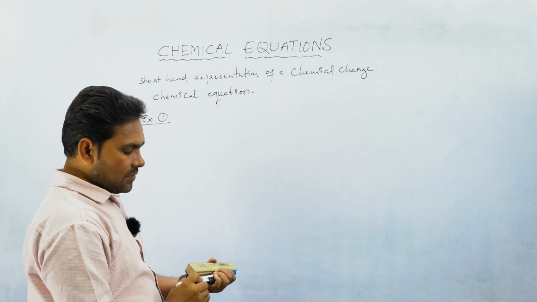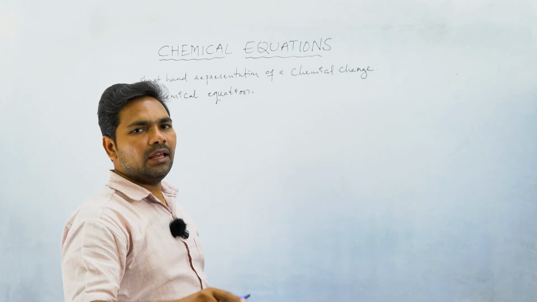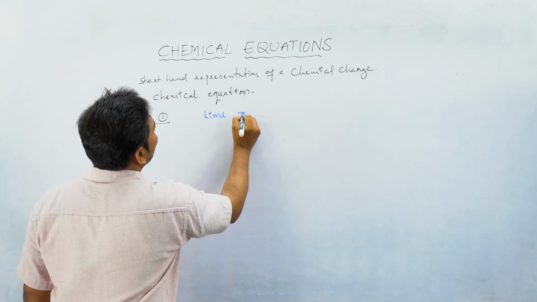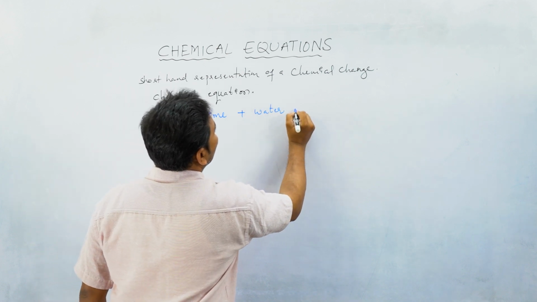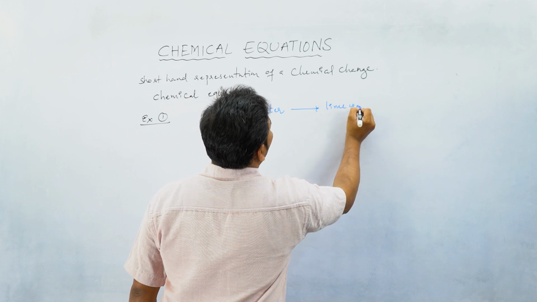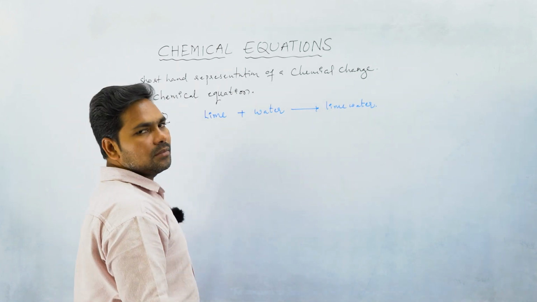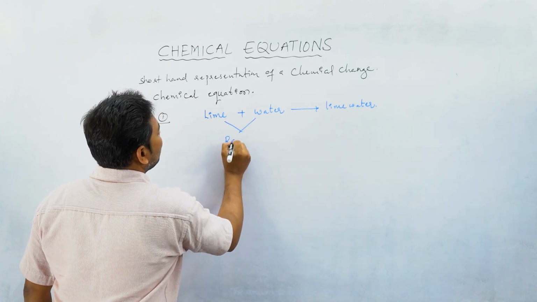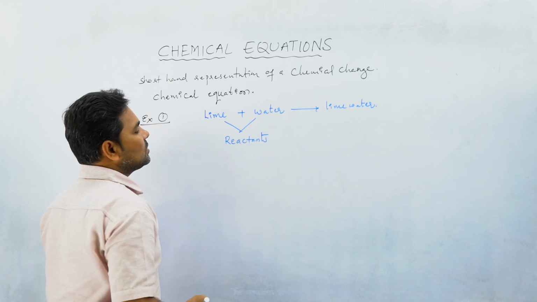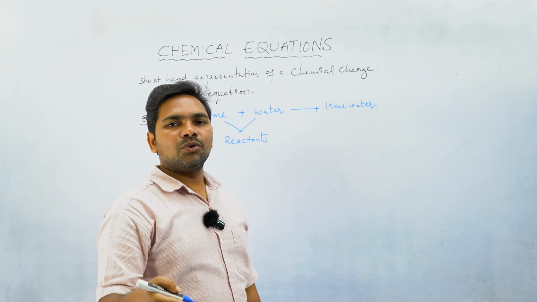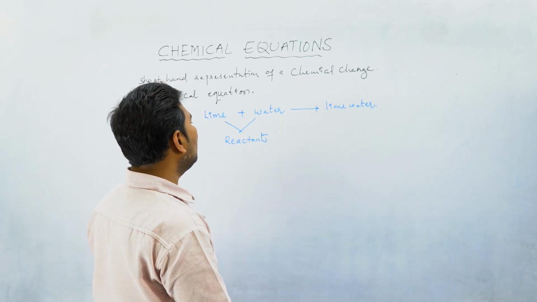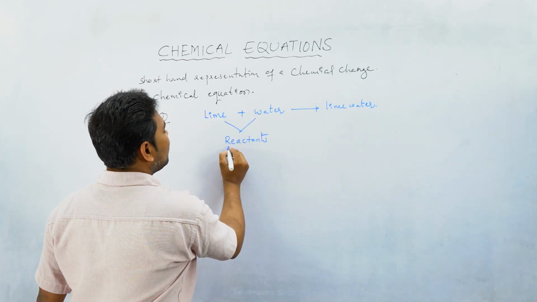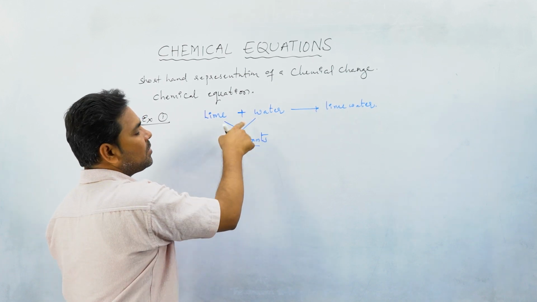The activity that we have seen earlier was adding lime to water. So what did I do? I added lime to water and I get lime water. These are the reactants. This is a product. What are reactants? The substances that undergo change are called reactants. So lime and water, when added to each other, are reacting with each other, undergoing a change, and they are called reactants. When two or more reactants are there, they are separated by a plus sign.